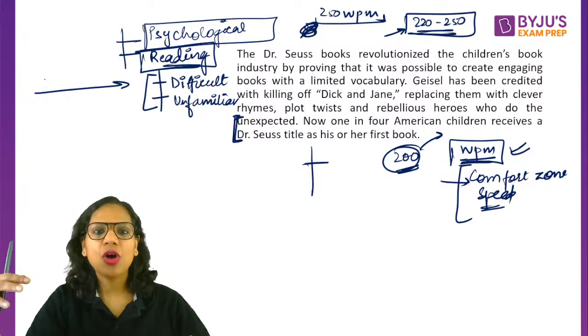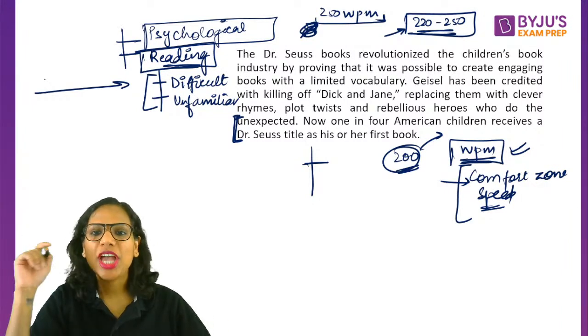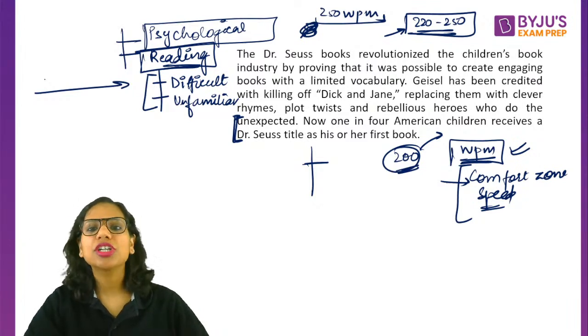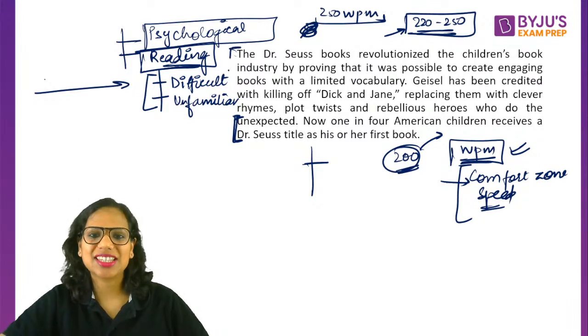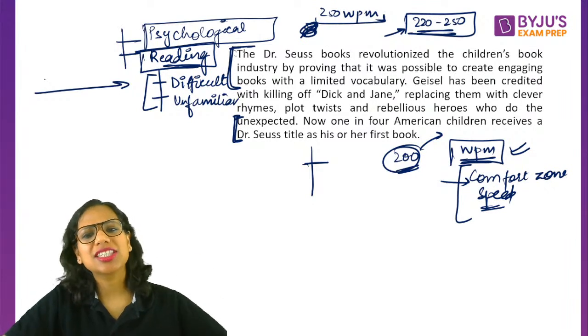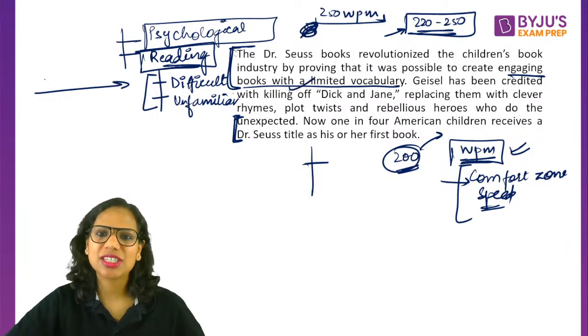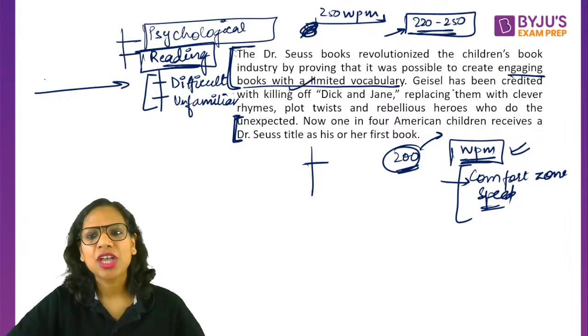We have been somehow brought up this way that we have to understand each and every word so as to be able to understand a text. No, it's not necessary. See the first sentence. I already told you this when we were discussing the key ideas of the last paragraph. That he wrote fun children books, engaging books with a limited vocabulary. That is the key idea, isn't it? We discussed this in the previous paragraph itself when I told you the key ideas. So you had to concentrate.